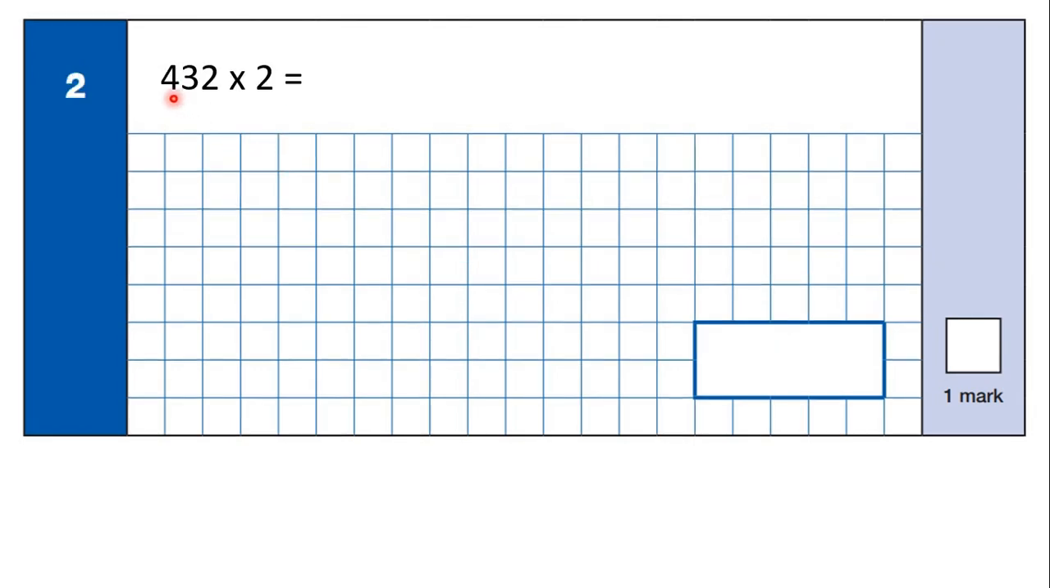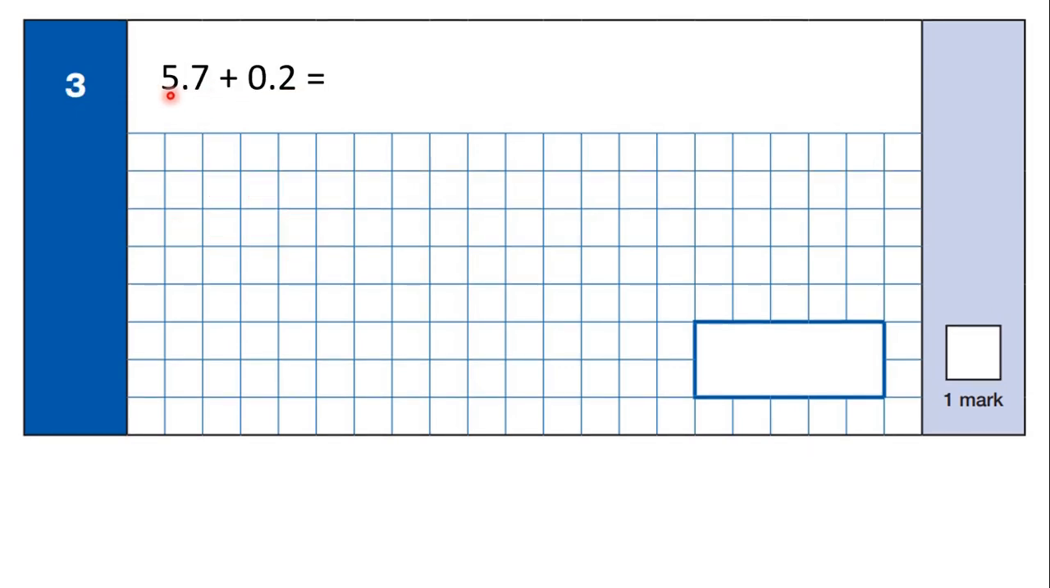Question 2, 432 times 2. Now here, we can see that there isn't going to be any exchanging, so our answer is 864, because we can just multiply each digit by 2. You could use the column method, but for these early questions, try to do as much mentally as you can.